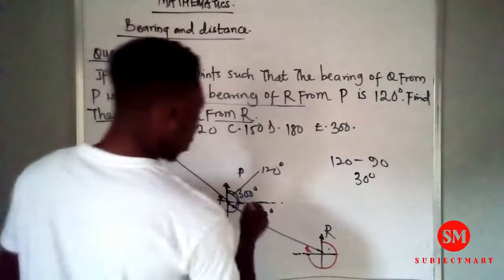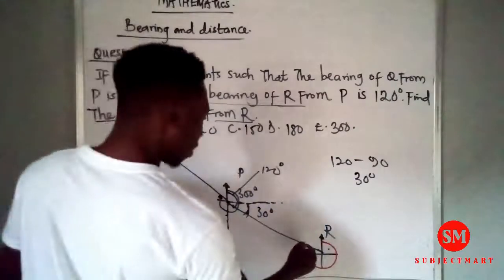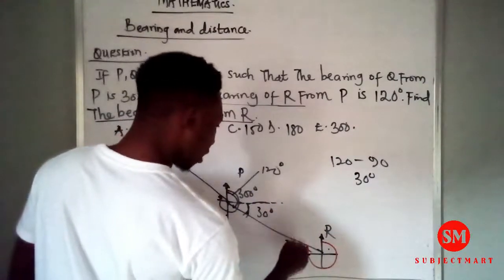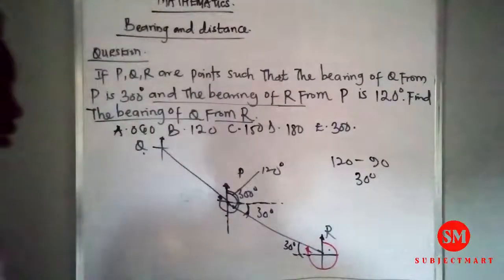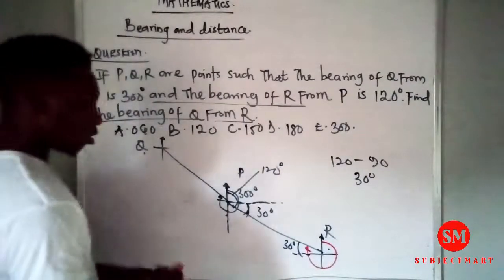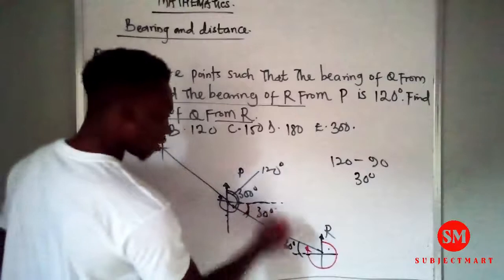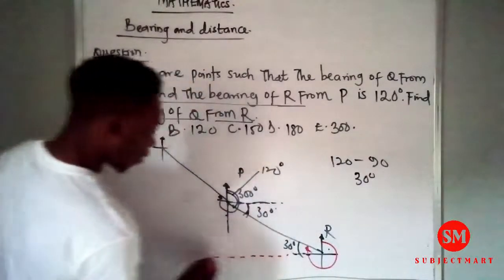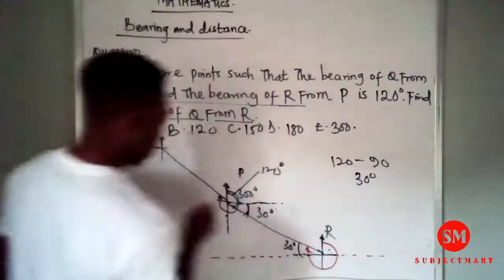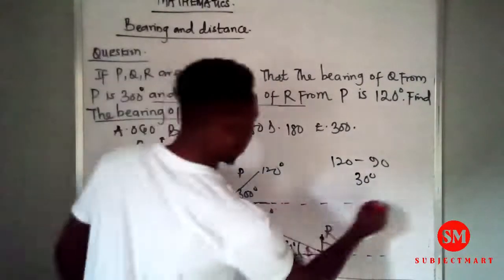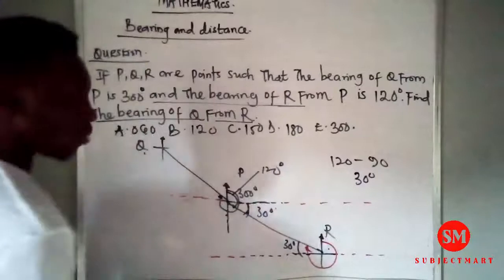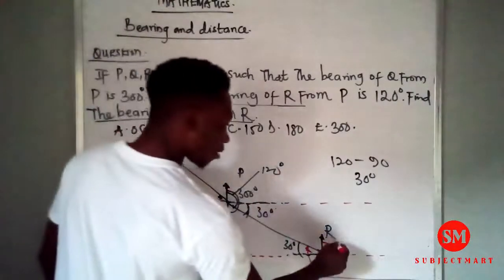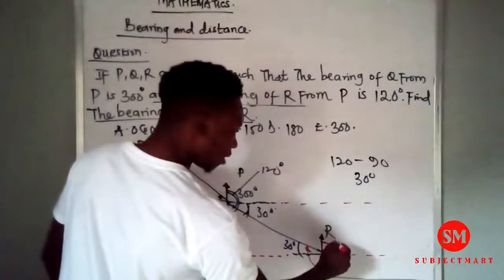Now, look at this. We have an alternate angle here to give us 30 degrees. So, pay close attention. Since this angle is 30 and this is a transversal, these two lines are parallel. These two lines are parallel and they have a transversal, so we have an alternate angle.